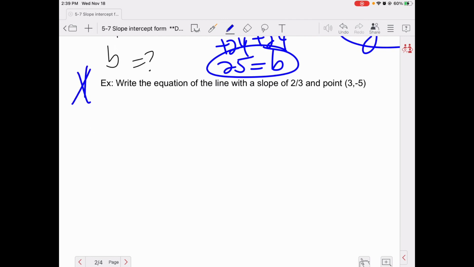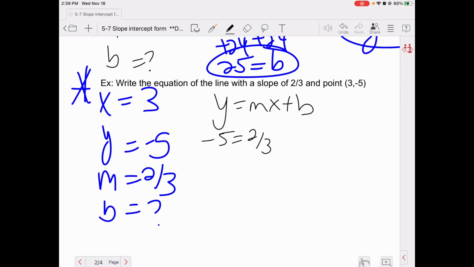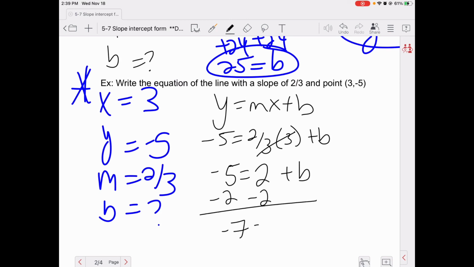Go ahead, why don't you try this one? So again, I have x, y, m, and b. X is 3, y is -5, slope is 2/3, and we don't know what b is. So we're going to go ahead and have our wonderful y equals mx plus b equation. Again, if you keep saying it to yourself over and over as you write it, you'll memorize it fairly quickly. So y is -5, m is 2/3, x is 3 plus b. So I get -5 equals, well, 2/3 times 3, the 3's cancel out, so I'm left with 2 plus b. I'll go ahead and subtract 2 from both sides, so I get -7 equals b.